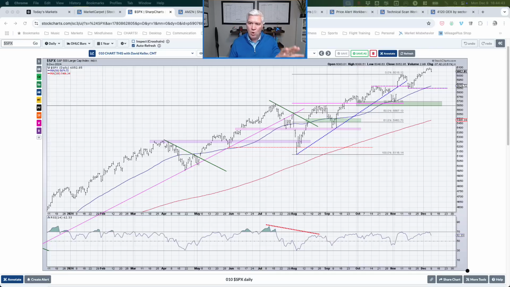Now let's talk about what the chart of the S&P 500 is actually doing, because a lot of individual stocks look similar, particularly growth stocks. The S&P 500 has had a remarkably strong 2024. It has been one of the strongest years on record for the major averages, the S&P and the NASDAQ.